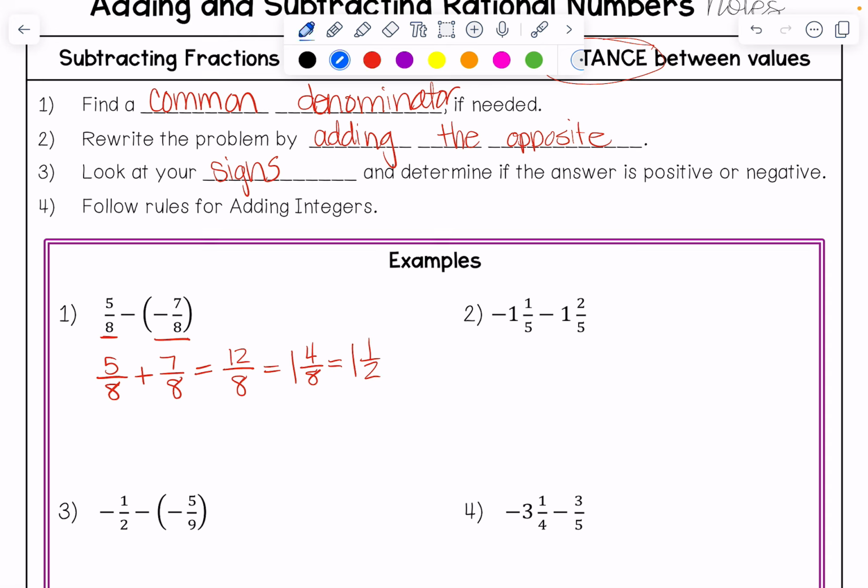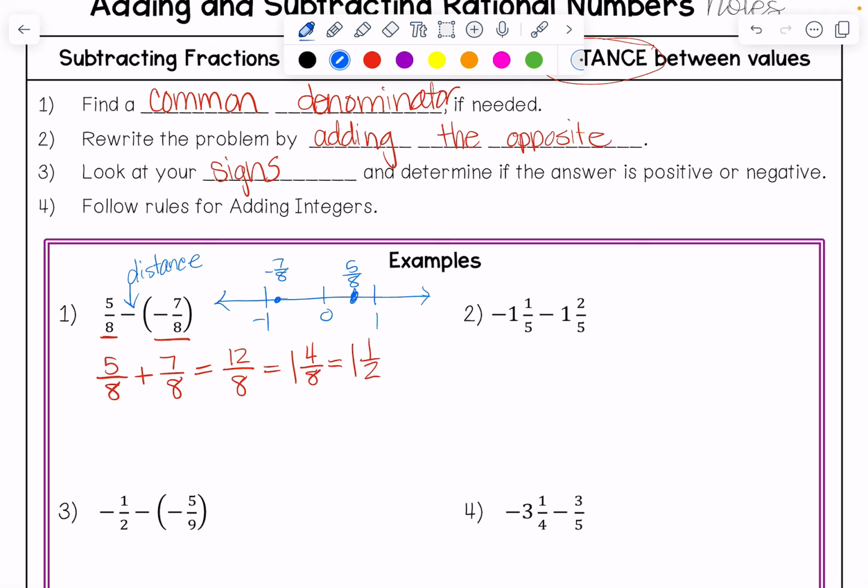Just to show a different perspective of that same problem, you can think of subtraction as the distance between two values as well. So if you think of a number line here, I'm going to put 0. So if I think of 5/8, it's going to be somewhere over here. And then I want the distance between 5/8 and negative 7/8, which is going to be down here.